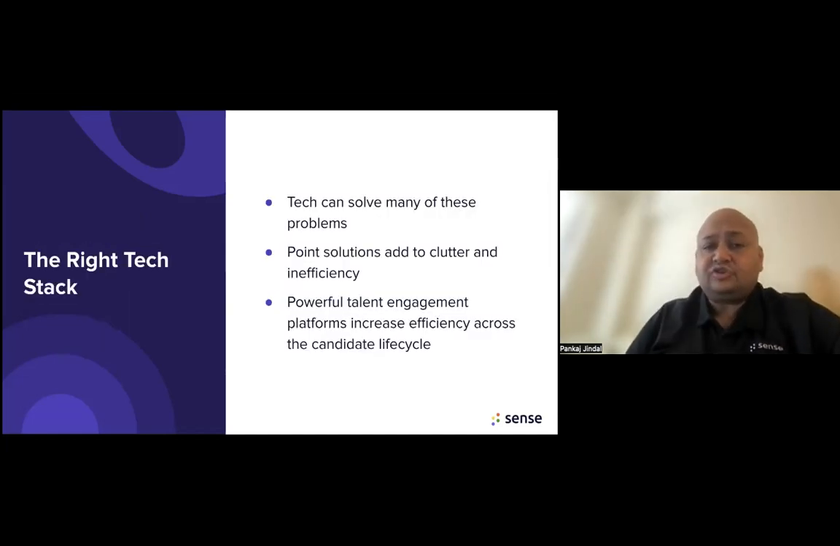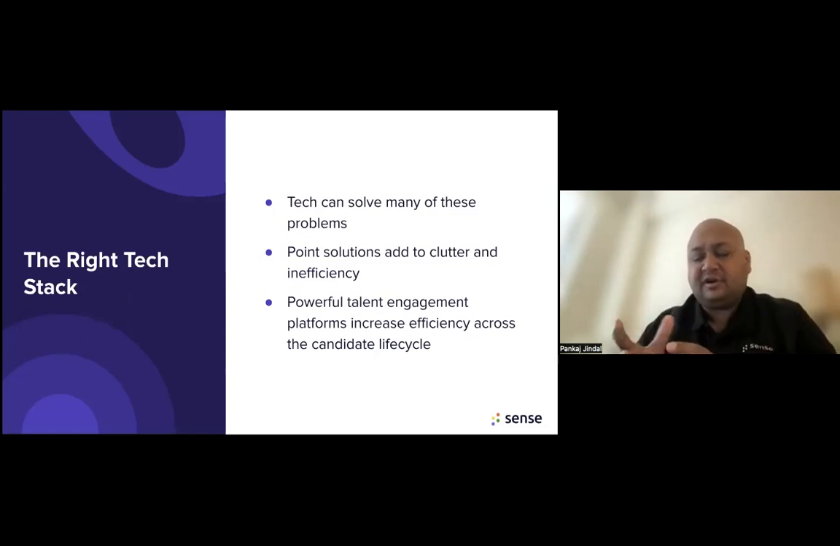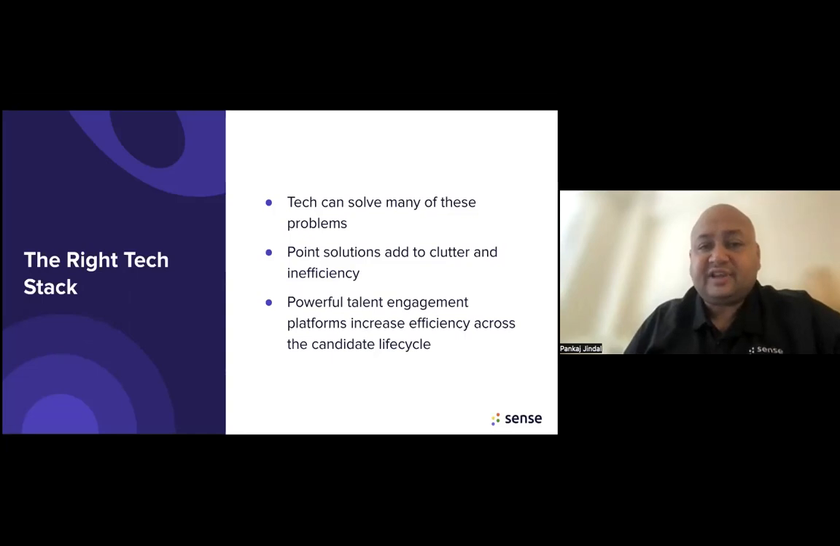All right. So obviously, we've talked a little bit about automated meetings, screening, chatbot, automated journeys, text messaging. So essentially, you need to create the right tech stack. Tech can help you solve all of these problems, and it can actually transform your staffing company into a modern staffing company. Also, you need to get away from point solutions.